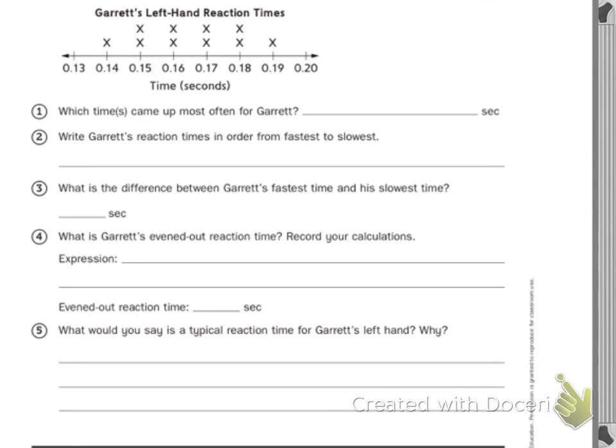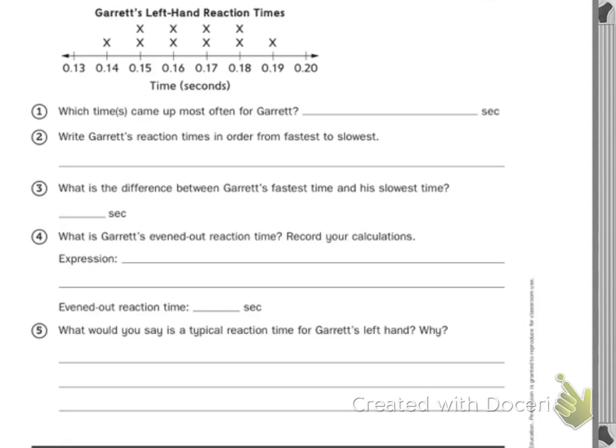Lesson 613, which was interpreting reaction time data. So students, you were to collect reaction time data and create a line plot. Then compute with decimals to identify typical reaction times and to estimate a total class reaction time.